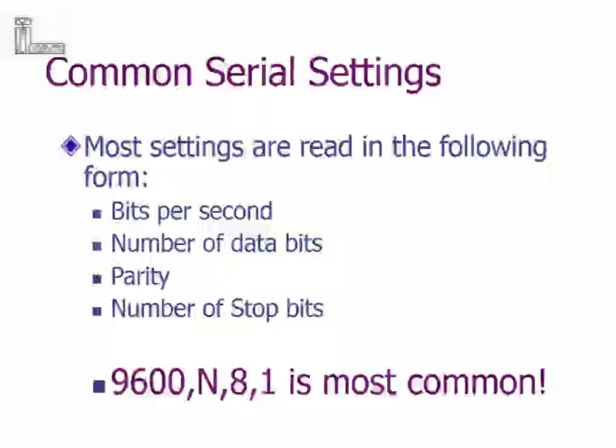Common serial settings. Most settings are read in the following form: bits per second, number of bits, parity, and number of stop bits. A common protocol is 9600 N81, which is what you can see in most of the manuals of the instruments which you buy.